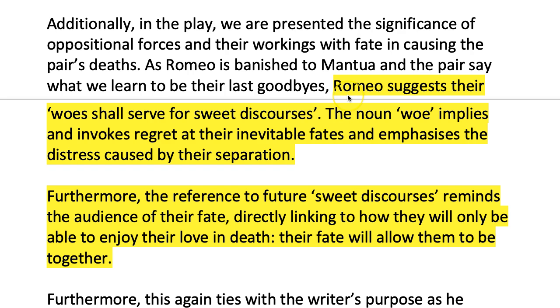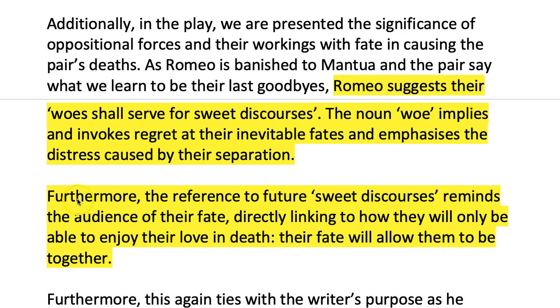Let's have a look at what he's actually written. So we're looking at Romeo after he's been banished to Mantua. Romeo suggests their woes shall serve for sweet discourses. The noun woe implies and invokes regret at their inevitable fates and emphasizes the distress caused by their separation. Well, that's all right, but it doesn't really link us to the author's purpose yet, so it's not a top analysis.